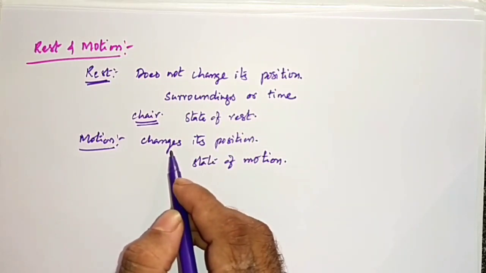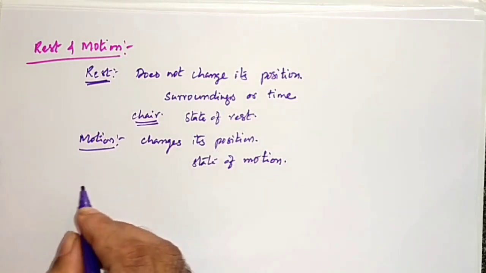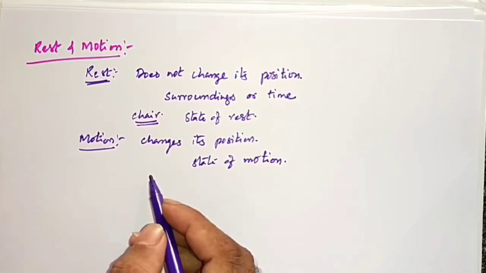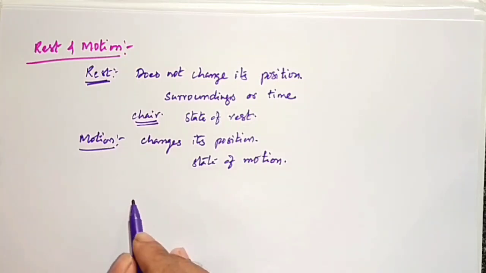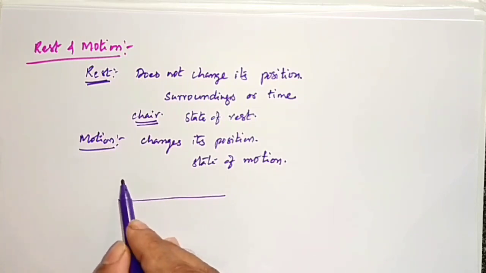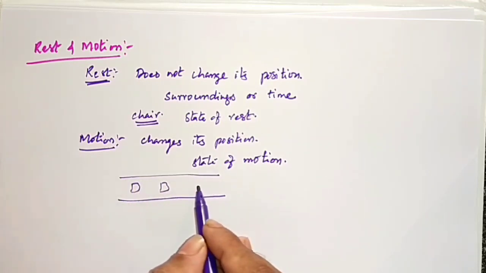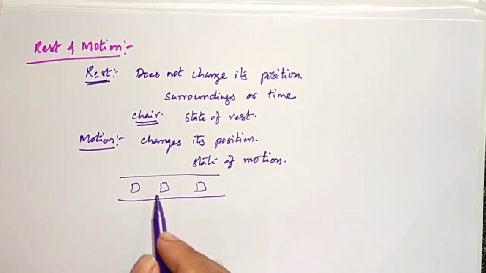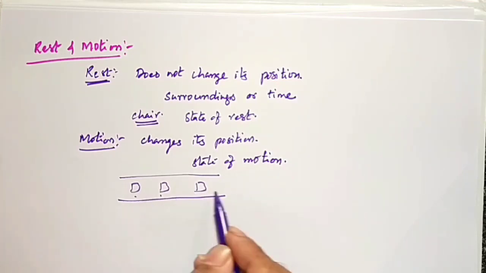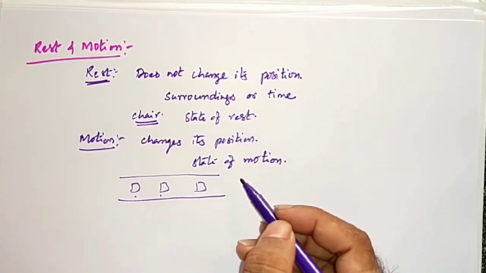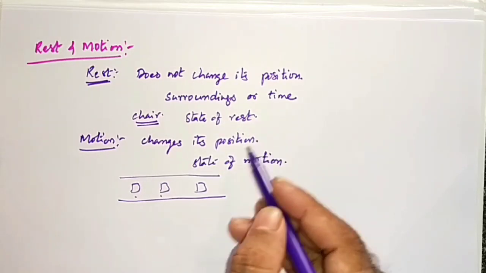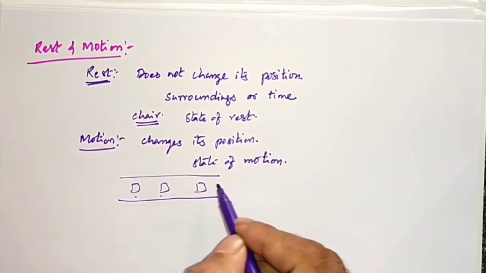Here it does not change, here it changes. That is the difference. So for example, you observe a car moving on the road. After 1 second, is its position changing or not? Suppose this is a road. When you observe, the car is here. After some time, the car is here. After some time, the car is here. See, continuously the position of the car is changing, so you can say it is in motion. So with respect to time, the car is changing its position.